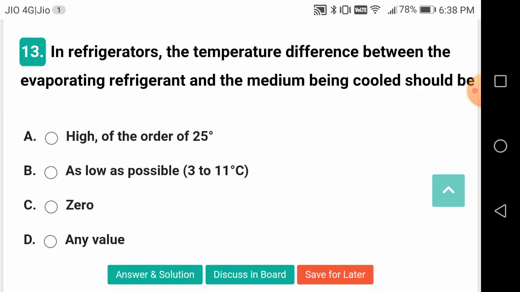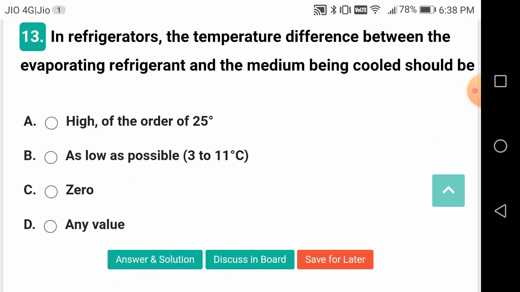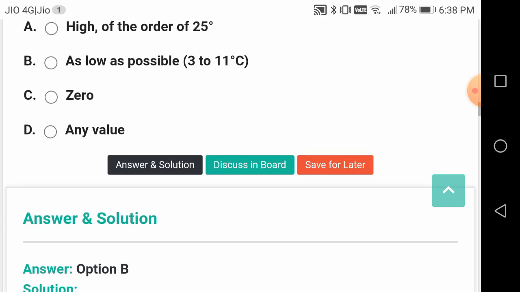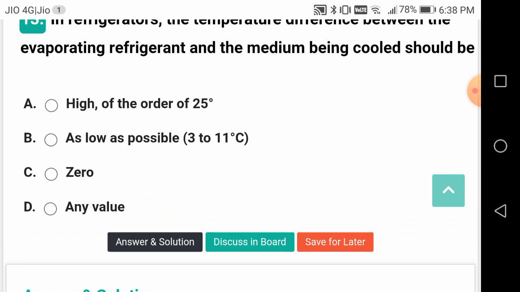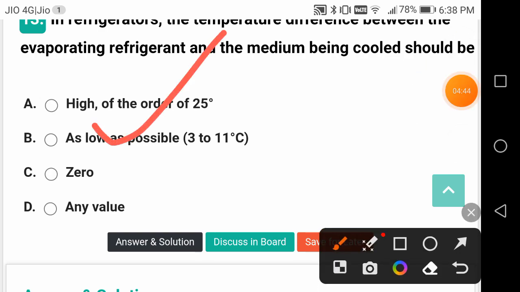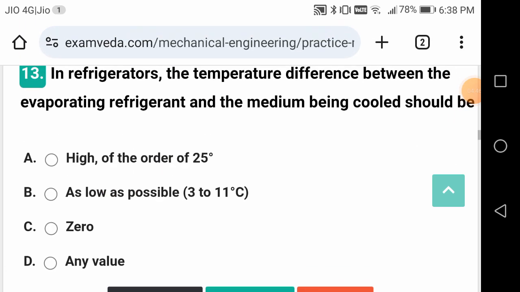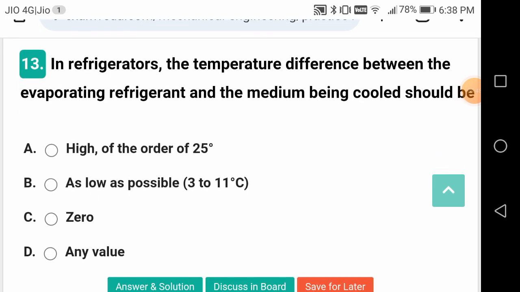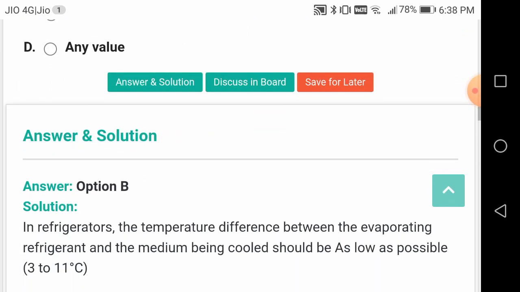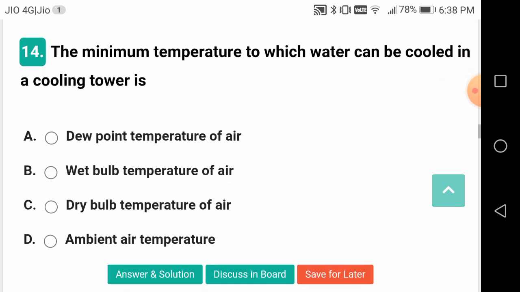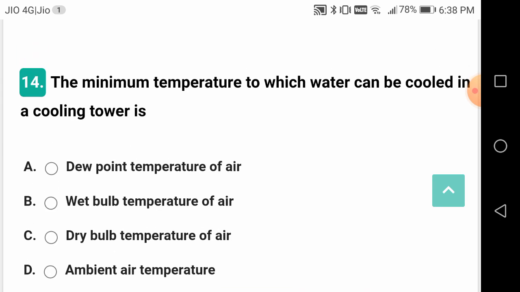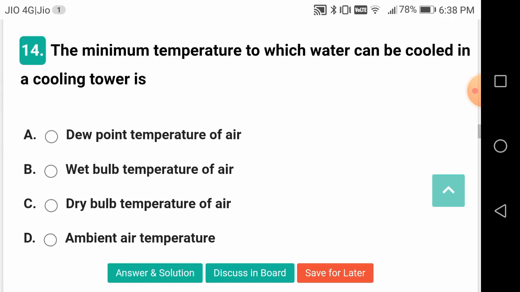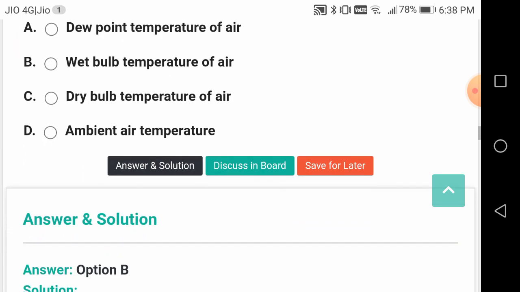In refrigerators, the temperature difference between the evaporating refrigerant and the medium being cooled should be, how should it be? As low as possible, around 3 to 11 degrees centigrade. This is a good question, friends. Please remember that. The minimum temperature to which water can be cooled in a cooling tower is, this is once again a good question, friends.